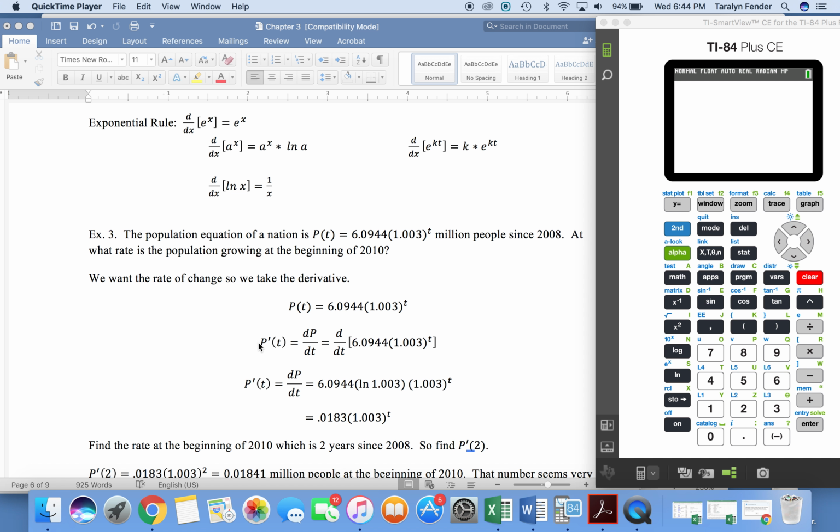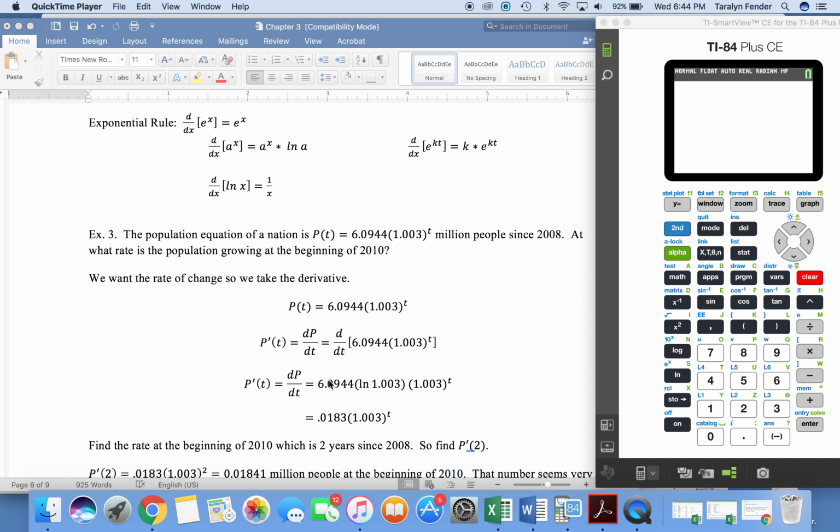So in this case, we have the equation, and we want the derivative. The derivative of the population equation with respect to t is equal to d over dt of this function. As we learned before, this value, 1.003 raised to the t, is what we have to take the derivative of. This value stays as it is. So now I'm going to take the natural log of this value times 1.003 raised to the t.